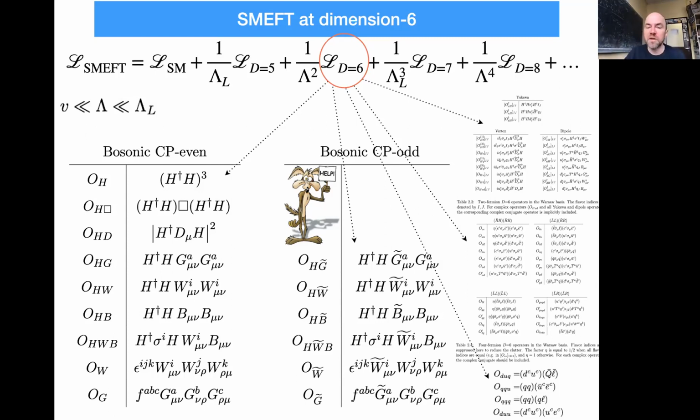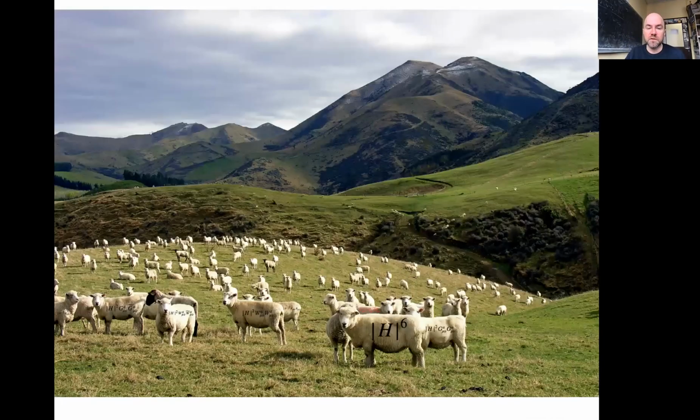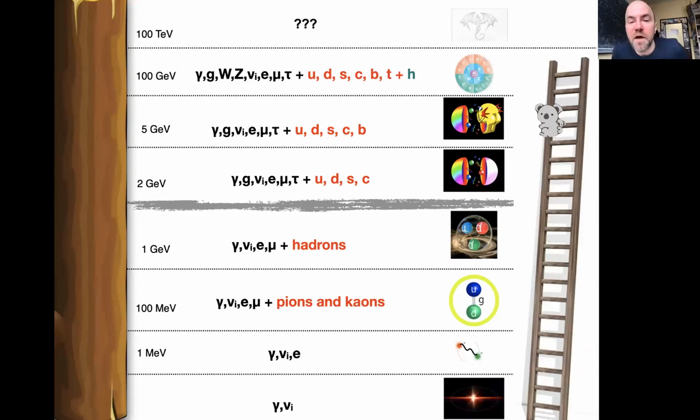So there are so many operators that if you want to use them to fall asleep, instead of counting ships, you can count the operators. And I assure you, this is a very efficient way to fall asleep. So I will not talk about dimension 6 now.